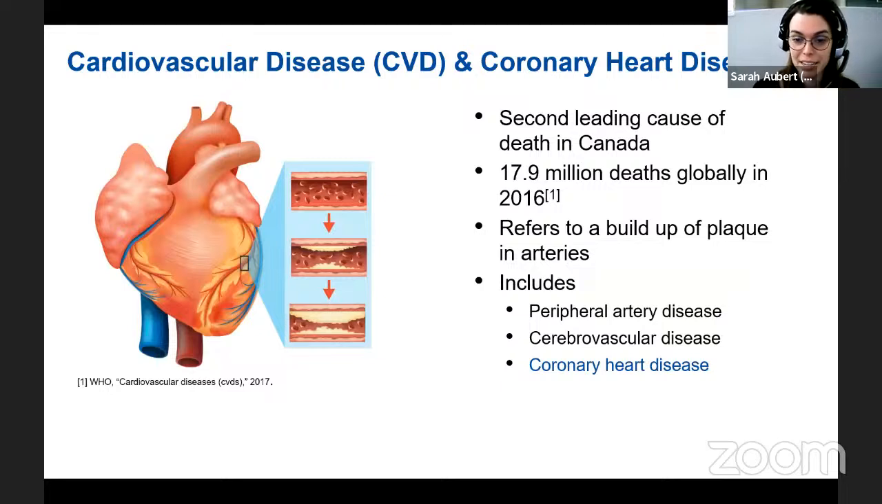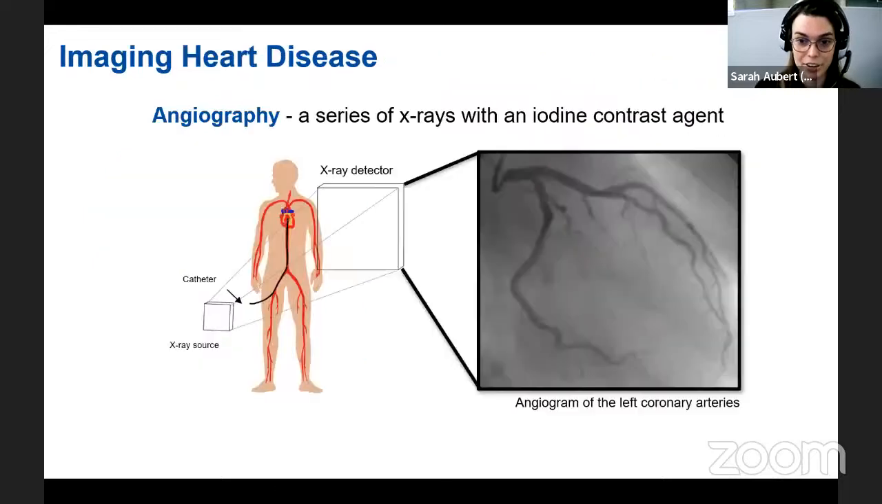Cardiovascular disease is the second leading cause of death in Canada and the leading cause of death globally, with an estimated 17.9 million deaths reported in 2016. Cardiovascular disease, or CVD, is an umbrella term that encompasses a variety of disorders that affect the heart or blood vessels and refers specifically to a buildup of plaque in the arteries. Examples of CVD include peripheral artery disease, cerebrovascular disease, and coronary heart disease, which is the most common type of CVD.